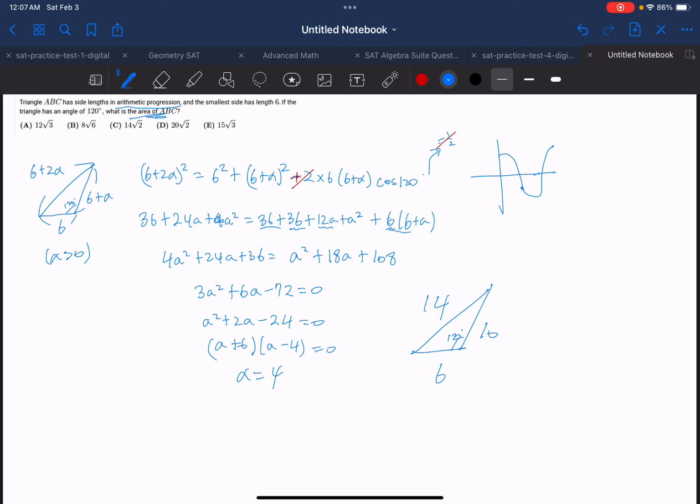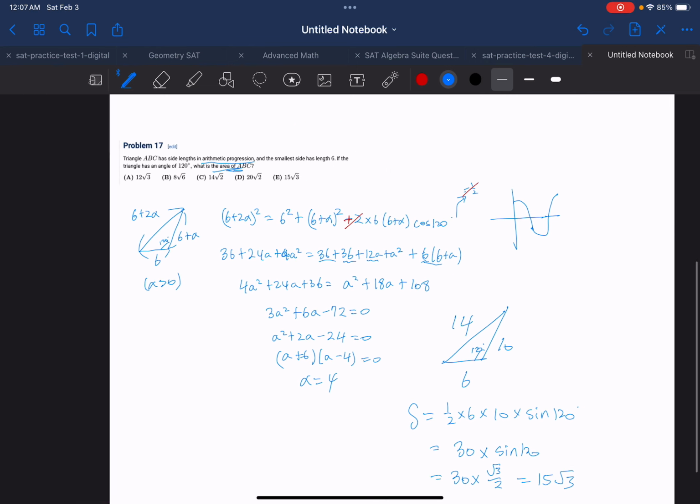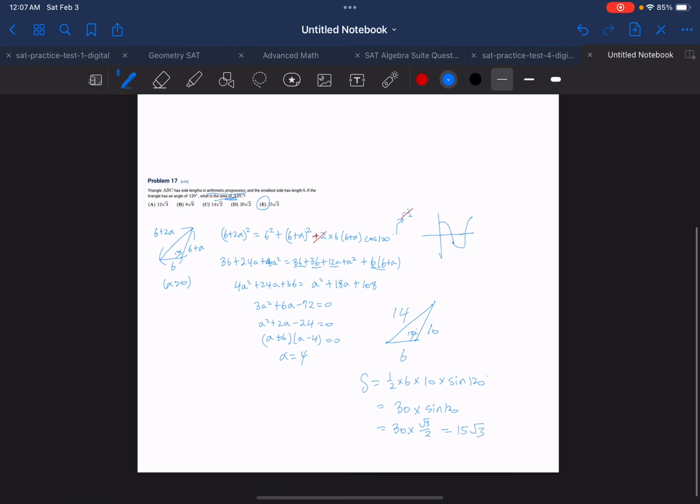It's asking for the area of ABC. So the area would be using the sine formula for the area. We get 1 over 2 times 6 times 10 times sine 120 degrees, the same as 30 times sine 120, which is the same thing as sine 60, which is root 3 over 2. Our final answer would be 15 root 3, so E.